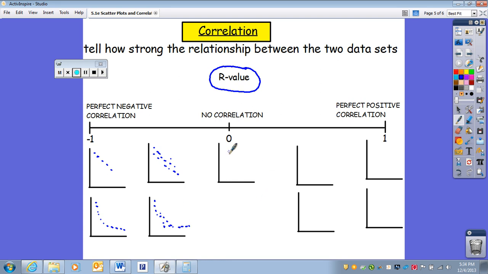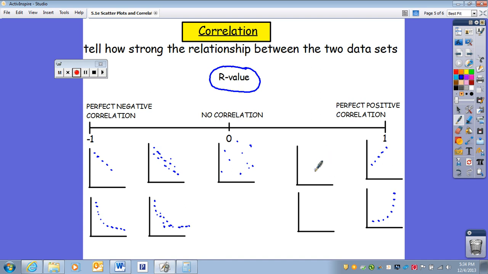Now, what if there is no correlation, no relationship? That means our data is scattered about. It wouldn't be linear, it wouldn't be exponential, there would be no relationship between the data. If we have a perfect positive correlation, meaning the R value is 1, then if it were linear, those points would be exactly on the line. None of the data would be off of the line. Same thing if we had an exponential growth model. That data would all be exactly on our exponential growth curve.